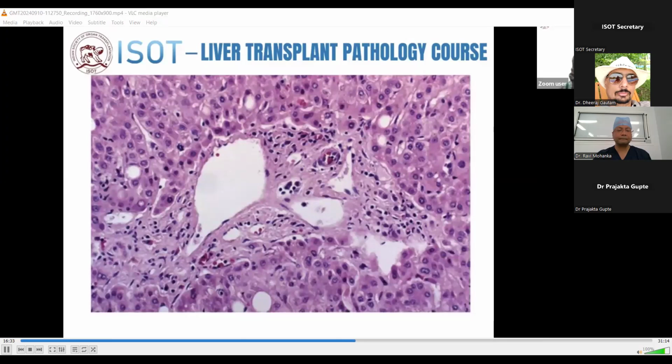To confirm this, we would do a CK stain or a CK7 stain to highlight the bile ducts. So again, on doing these stains, we would find that portal tracts are not showing any bile ducts. And absence of bile ducts is permitted in 30% of portal tracts because the cut of the biopsy may not be passing through a bile duct. So that is permitted in about 30% of portal tracts. If more than 30% of portal tracts are showing absence of bile ducts, then that is diagnosed as ductopenia.